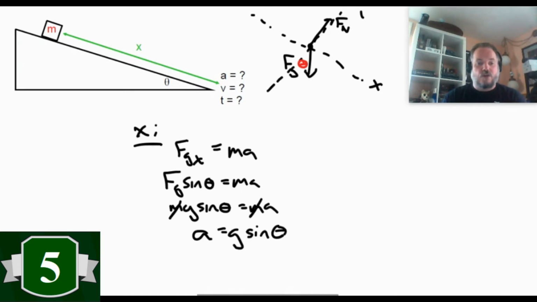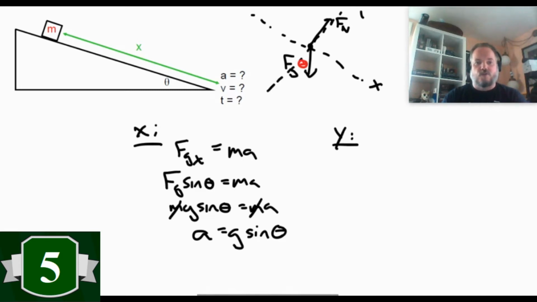From here, you can use any kinematics equations that you want in order to figure out how fast it's going. Say you could use vf squared equals vi squared plus 2ad. Or you could use vf equals vi plus at to figure out its speed at the bottom. You could use d equals 1/2 at squared to figure out the time it took. There's all those kinematics equations you can use once you have acceleration. Cool, huh?